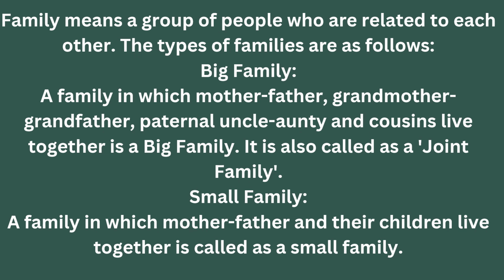Now in this, if you see, there are too many groups. Family groups means those who are related to each other, and there are different types of family groups. Let's understand what is a big family. A big family has mother, father, grandmother, grandfather, then paternal uncle, aunt, cousins, all living together. It is also called a joint family. If you recall, when your parents were small, in the village they used to stay all together as a big family.